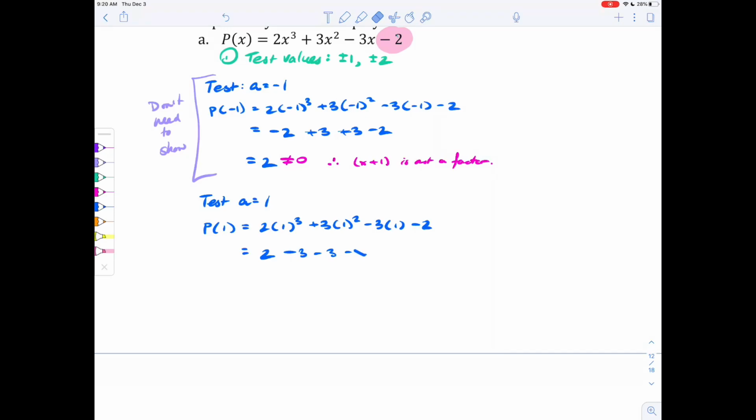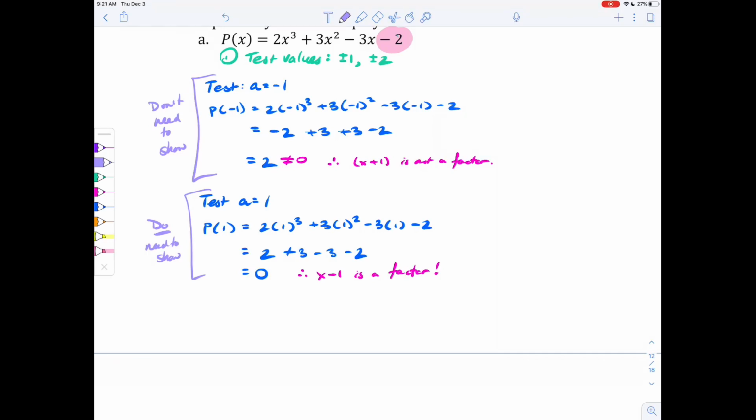Plus 3, minus 3, minus 2 equals 0. So in this case where we do get a remainder of 0, which allows us to say that the corresponding binomial is a factor, then this you would need to show. So that you'd want to translate onto your page.